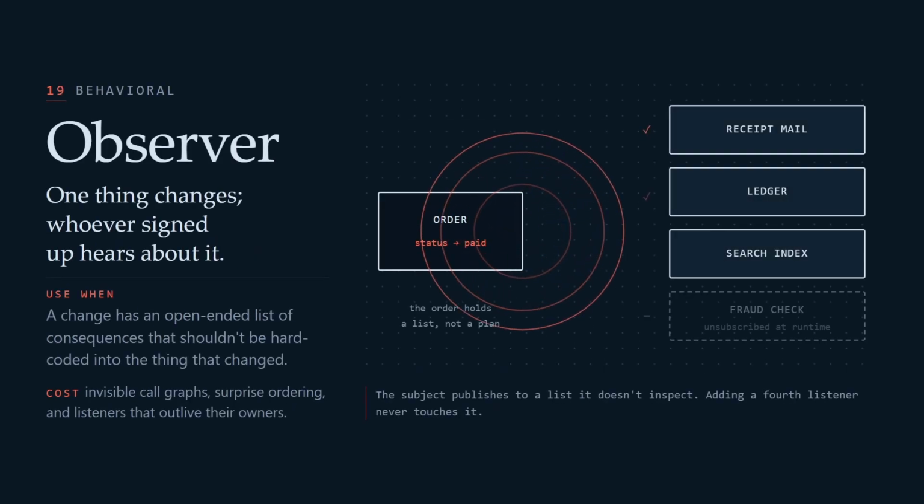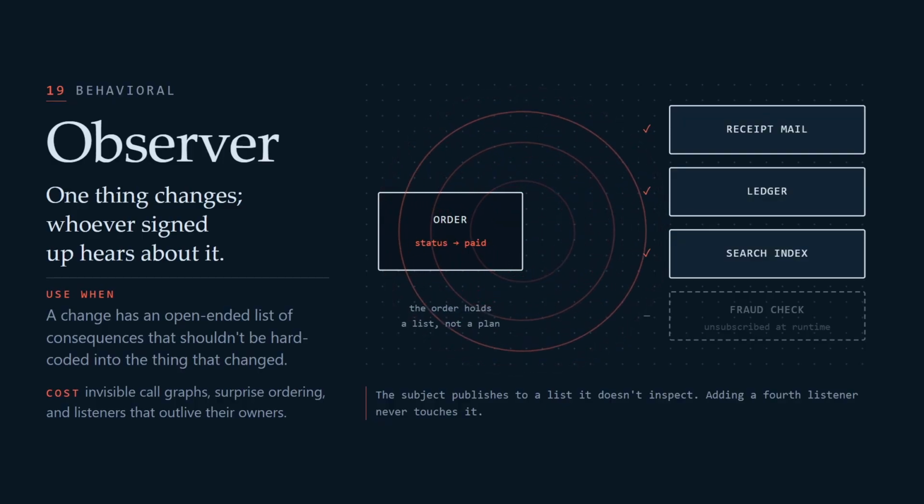The order is paid. It publishes to a list it never inspects. Receipts, ledger, and search index all react. A listener can unsubscribe at runtime and the order never knows. The cost is a call graph you can't read from the code.